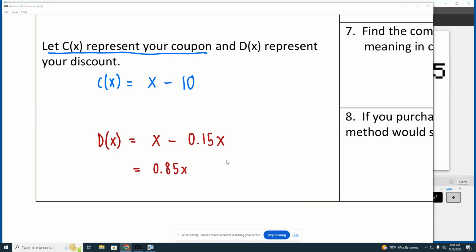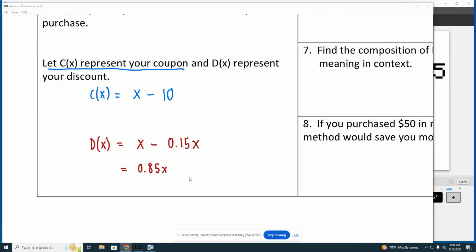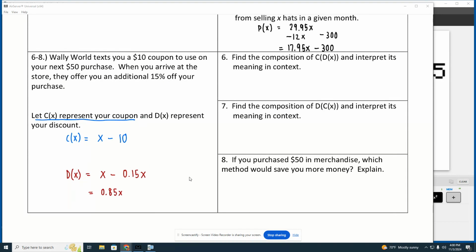And I hope this makes sense. If not, let me explain it real quickly. If I get 15% off the cost, I don't pay 100% of it. If I get 15% off of 100%, I'm only paying 85% of the cost of that item. So there are my two equations.